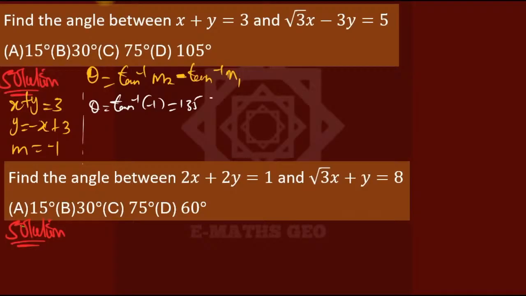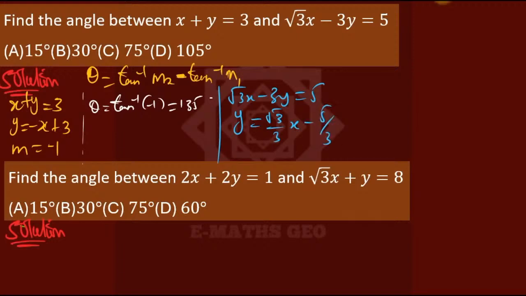For now, we don't know whether it's m2 or m1, so let's get the second line first, and then we'll know which one is greater. The greater one becomes m2. For the second line, we have root 3x minus 3y equals 5. If we make y the subject of the formula, it is root 3 over 3 x minus 5 over 3.